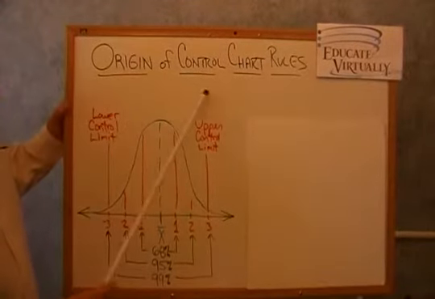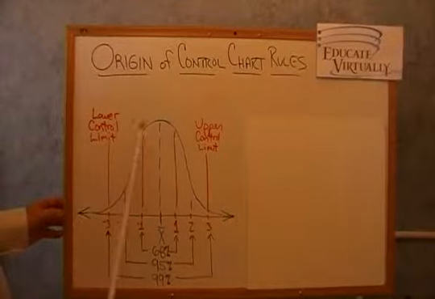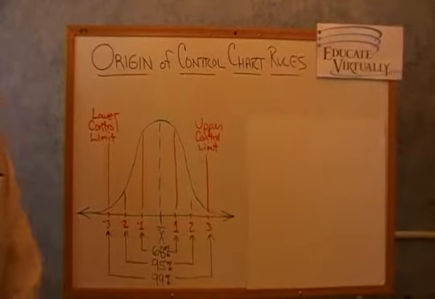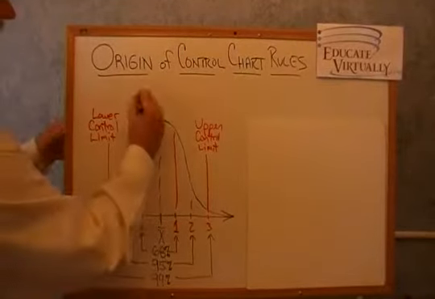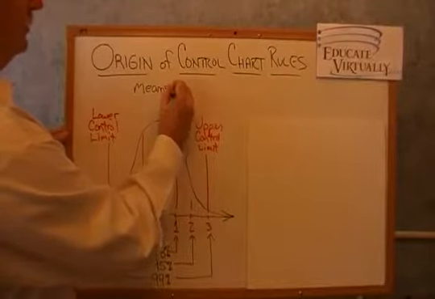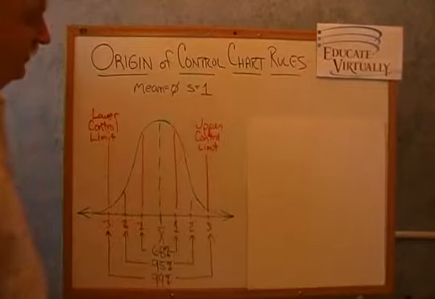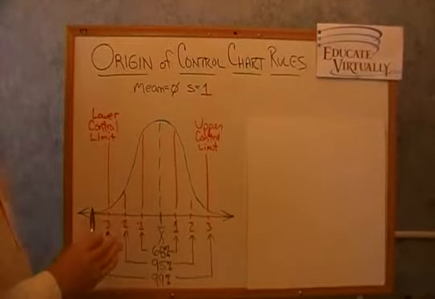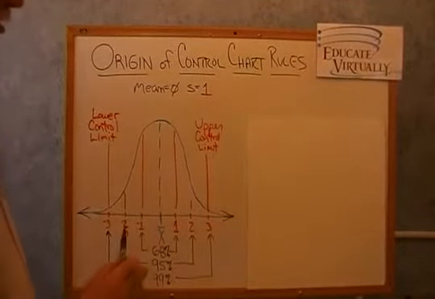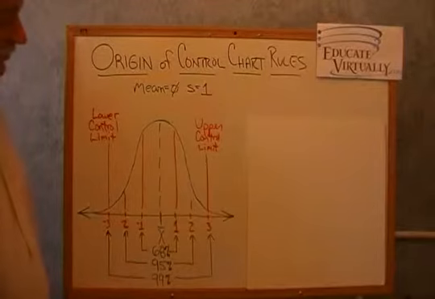The origin of control chart rules. It all starts with a standard normal distribution. One of the things that we know about the standard normal distribution is that the mean is equal to 0 and it has a standard deviation equal to 1. These rules were developed by Walter Shewhart in the 1930s. So that would put them into the realm of modern day statistics.